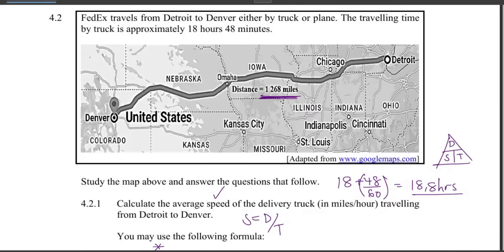All right. So the distance is 1,200 divided by 18,8. So your speed is going to be 1,200 divided by 18,8.